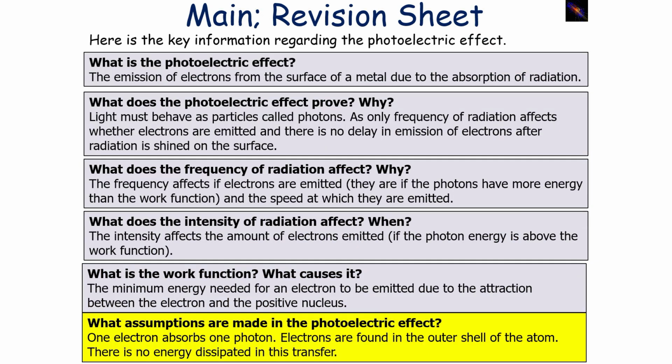So what do we know about the photoelectric effect? It's the emission of electrons from the surface of a metal due to the absorption of radiation. We know that light must behave as particles called photons in the photoelectric effect, as only the frequency of radiation affects whether electrons are emitted, and there's no delay in the emission of electrons after the radiation is shined on the surface. The frequency affects if electrons are emitted and the speed at which they are emitted. The intensity affects the amount of electrons emitted per second, and the work function is the minimum energy needed for an electron to be emitted due to the attraction between the electron and the positive nucleus. In our assumptions here, one photon is absorbed by one electron, the electrons are found at the surface of the metal, and there's no energy dissipated in this transfer.